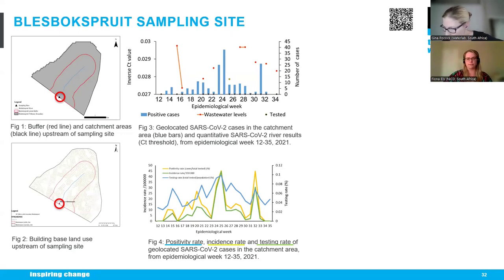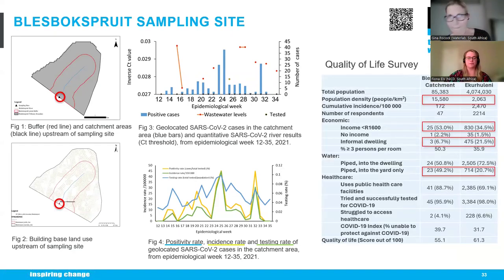If you specifically look at the quality of life data, just next slide, Gina. The population density for this sampling point on the left is about 7 times higher than that in the city. These communities are also very impoverished. They have an income of less than 1,600 rand per month, which is about, I want to say, $400. There's also 7% of them that live in informal dwellings, and water is mostly only piped into the yard and not into their house. So that is just to give you an indication of the circumstances these people live in.